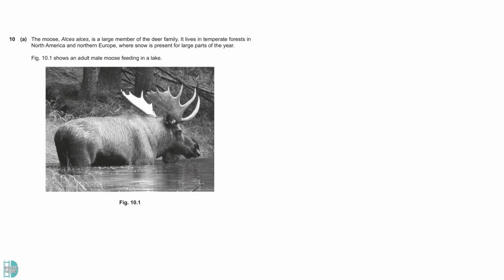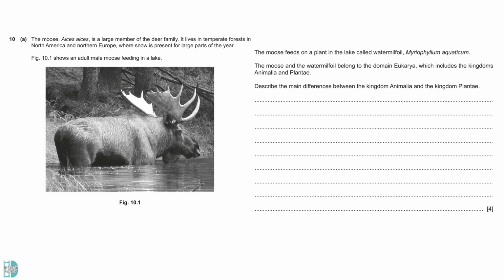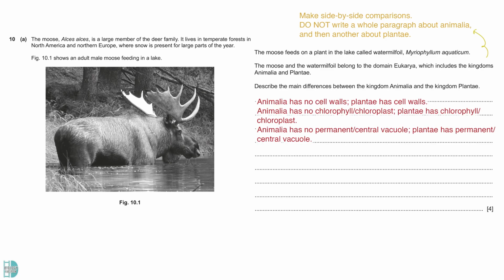Question 10 is about the moose. A. Describe the main differences between the kingdom Animalia and the kingdom Plantae. In this type of question, remember to make side-by-side comparisons. Do not write a whole paragraph about Animalia and then another about Plantae. First, you can compare the presence of cell walls, permanent vacuole, and chloroplasts.